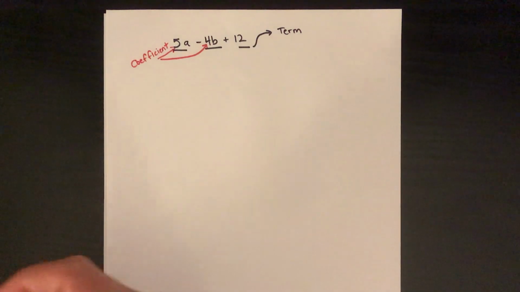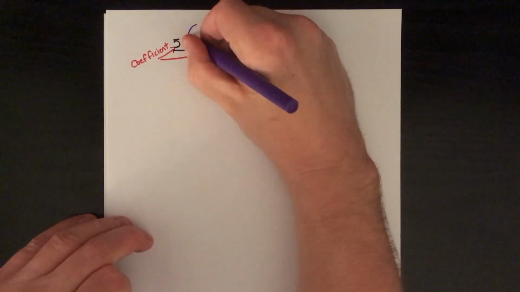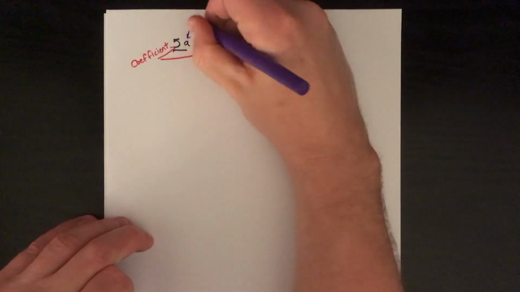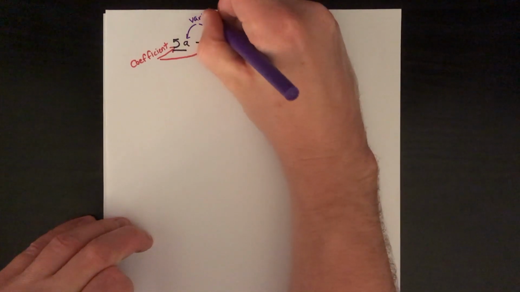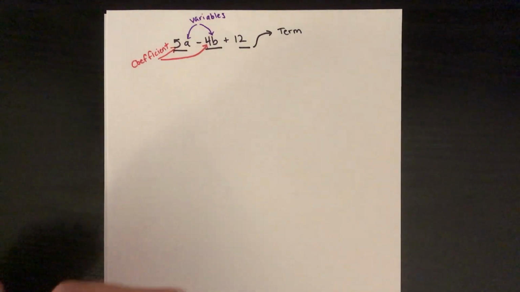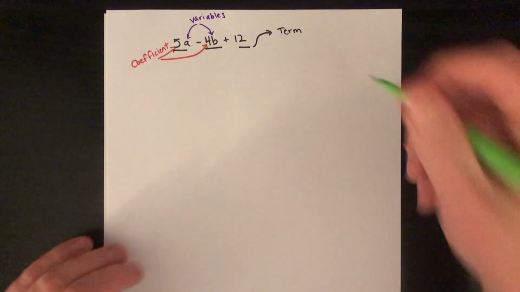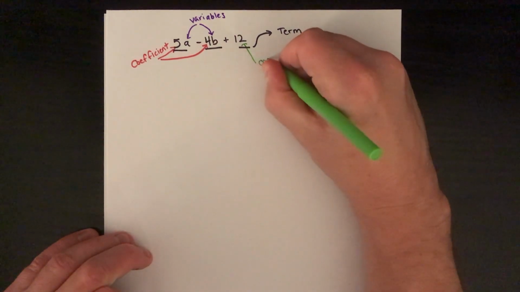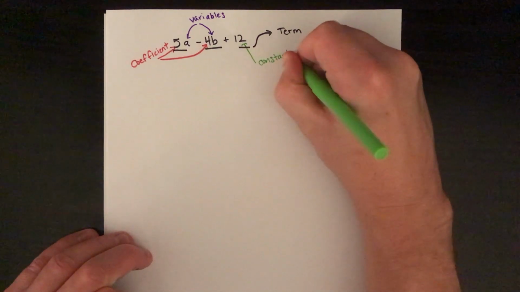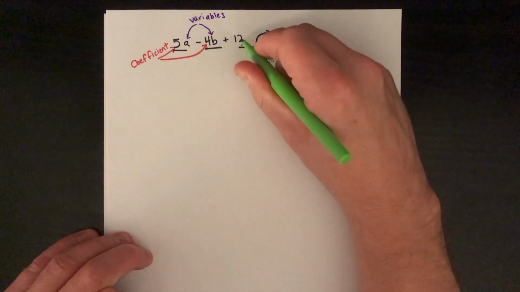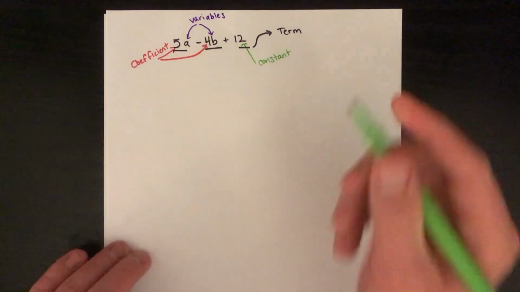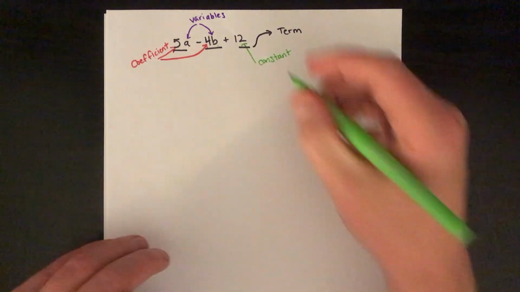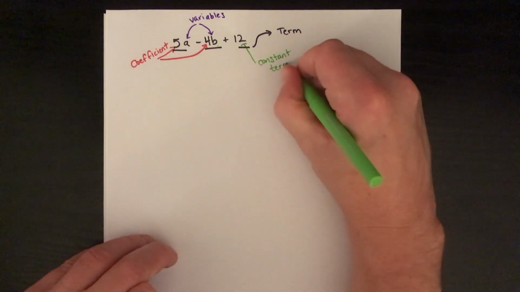And then obviously, like I just said, these two here, the a and the b, are called the variables. And then this last term is called the constant term. Because remember, in math, things that remain constant means they don't change. And this one doesn't have a variable in it, right? So it can't change value. It's just always going to be a 12. So we call it the constant term.